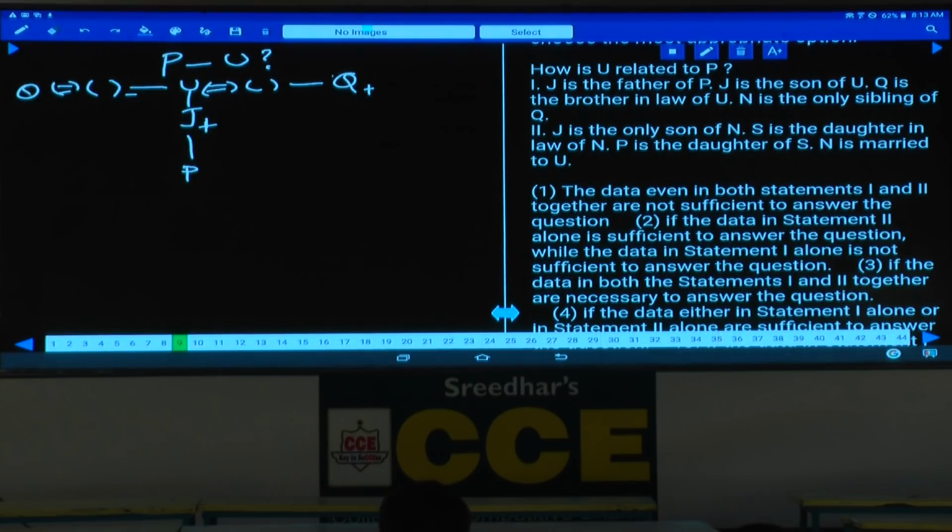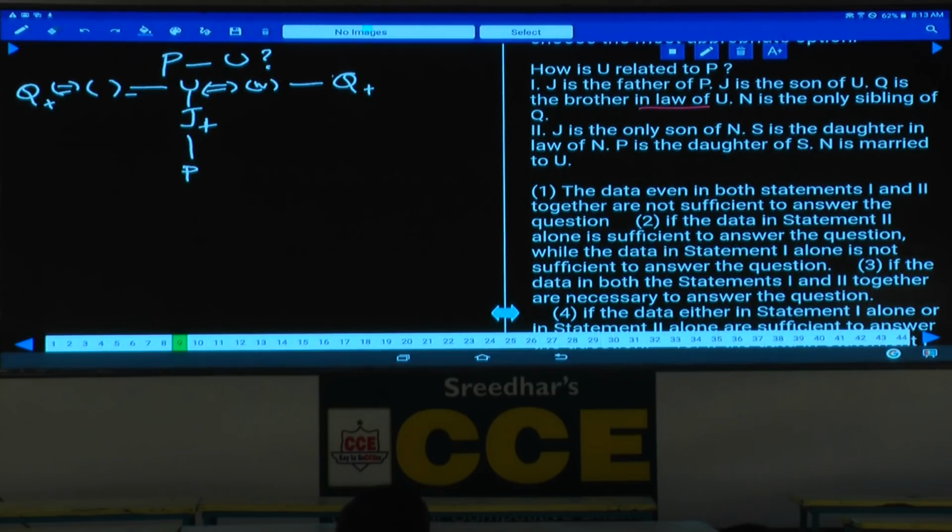How many possibilities for this U and Q? There are 2 possibilities. What is a brother-in-law? A brother-in-law can be described in 2 different forms. What are those 2? One is spouse's brother and another one is sister's husband. Now U's spouse's brother could be Q, or U's sister's husband could be Q. Hence, Q is the brother-in-law of U. N is the only sibling of Q. As N is the only sibling of Q, N can be here.